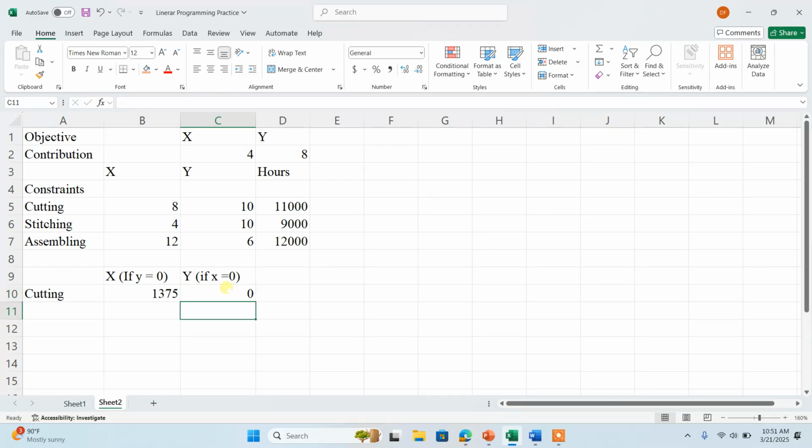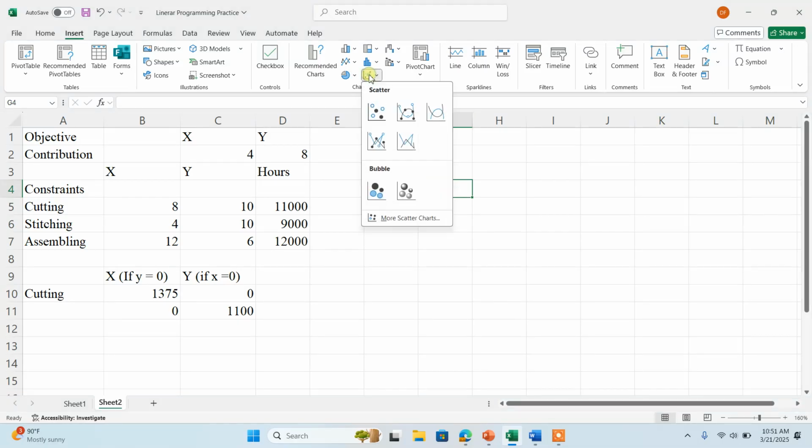Okay. Now on the other hand, if I produce only y, suppose the x is 0, how much y can I produce in the cutting department? The maximum capacity I have is 11,000 hours and one unit takes 10 hours. So the maximum y I can produce is 1,100. Now let's make the graph of only the cutting department. How many units can I produce? Let me make a graph here.